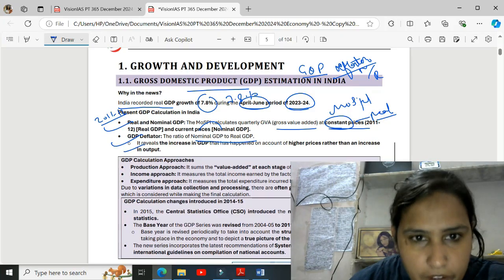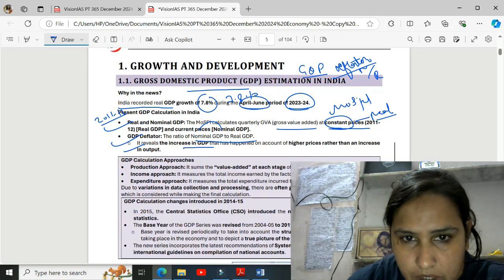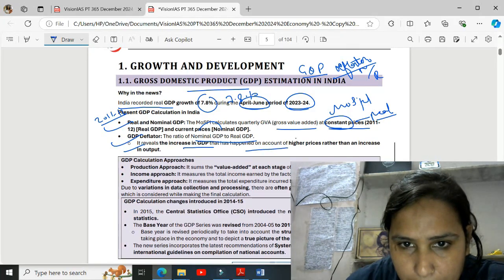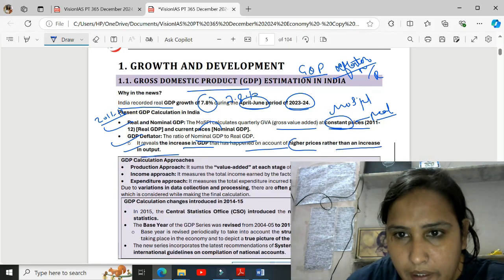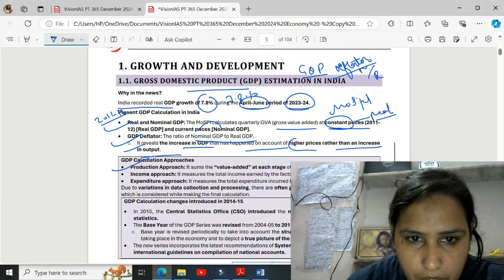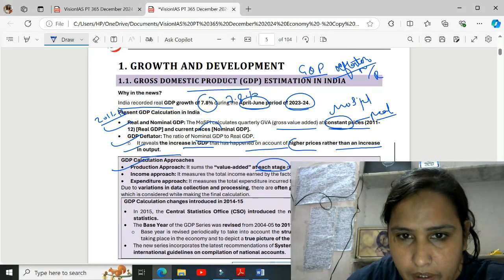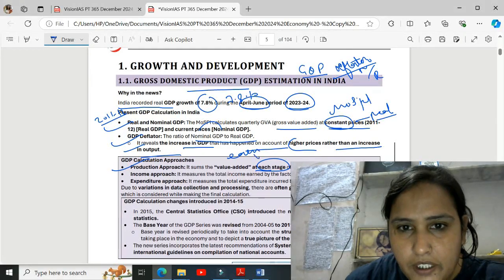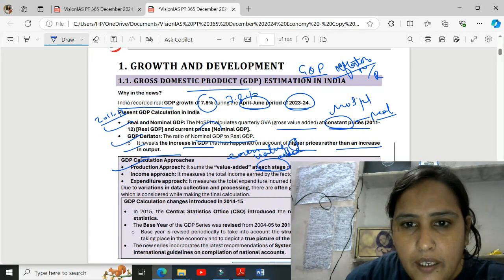The deflator reveals the increase in GDP that has happened on account of higher prices rather than an increase in output. Now, GDP calculation: the production approach is the value added in each stage. So in each stage there is a value added, and that is known as the production.